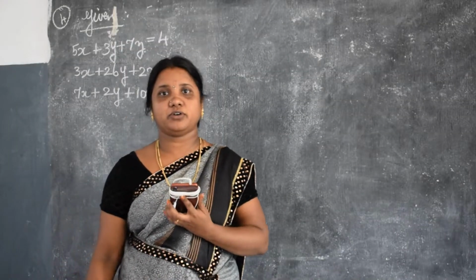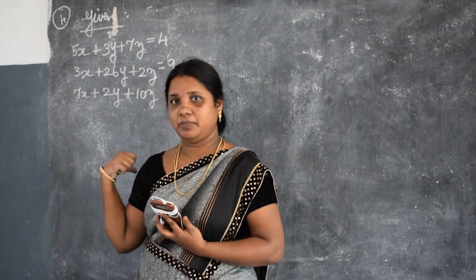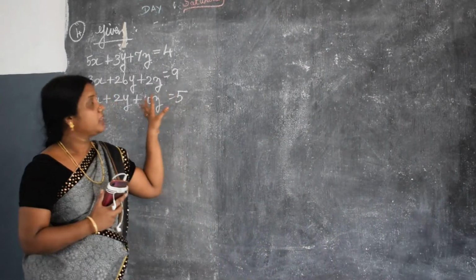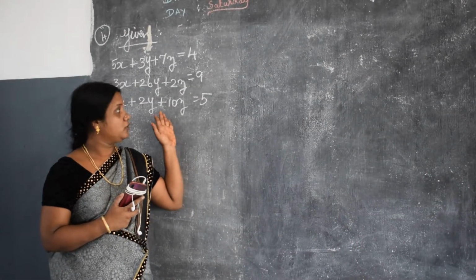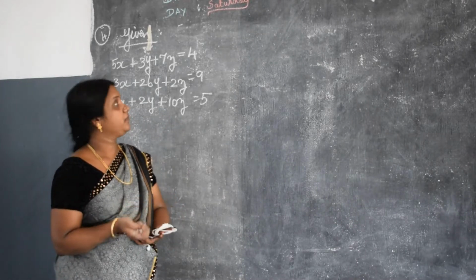Okay children, today we are going to see exercise 1.1, fourth problem. Last class we completed up to the third problem. See here, our fourth question is: show that the given equations are consistent and solve them by the rank method.